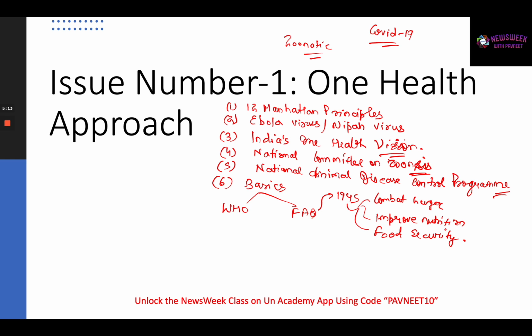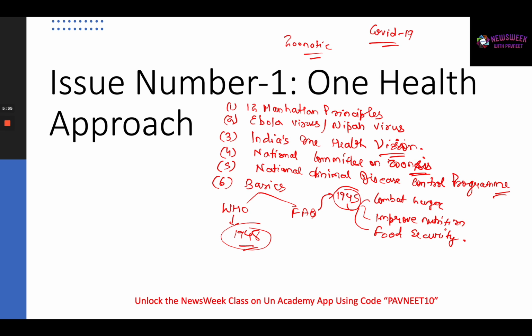Similarly, at the same time, friends, when it comes to the WHO, it was established in 1948 to work with the UN system and coordinate with the UN to undertake surveillance and preparedness for tackling health issues. You know, the UPSC can always give a question where they may not specifically refer to the years, but may just try to confuse you to see whether you have the appropriate knowledge or not.